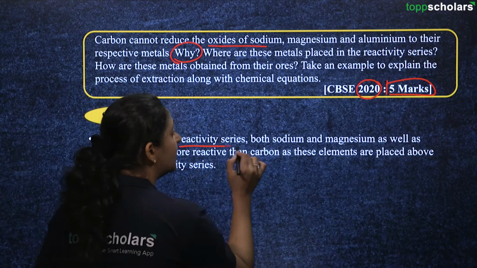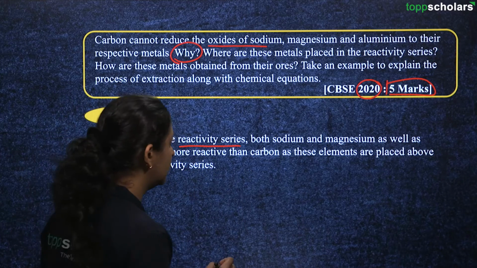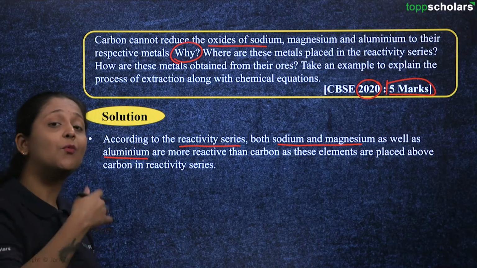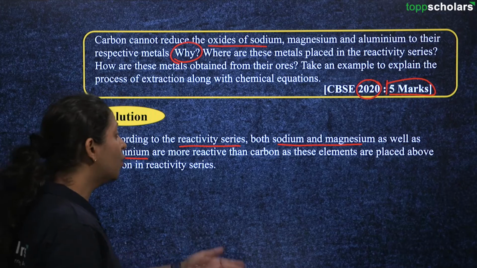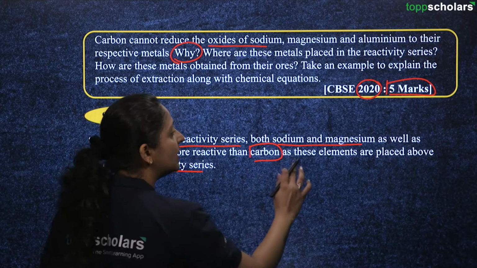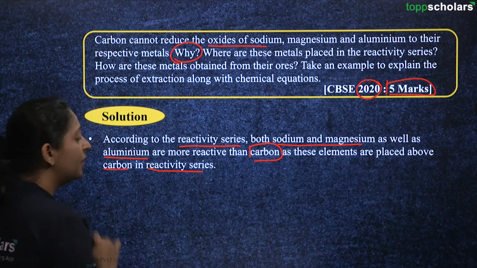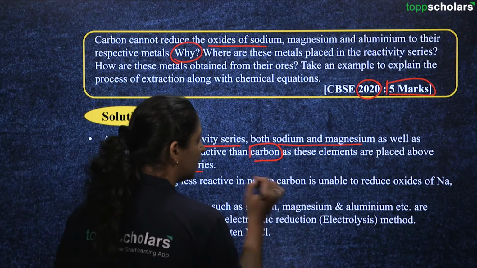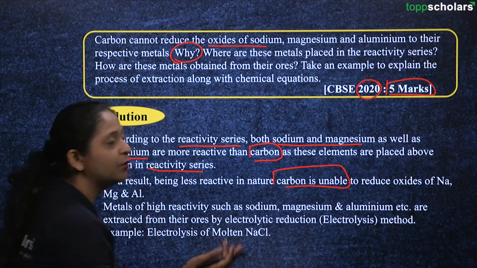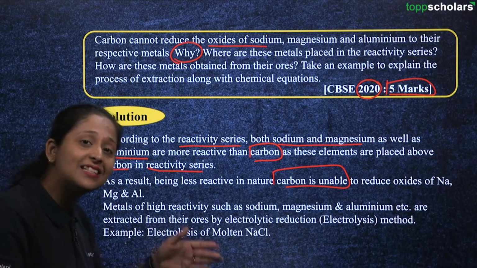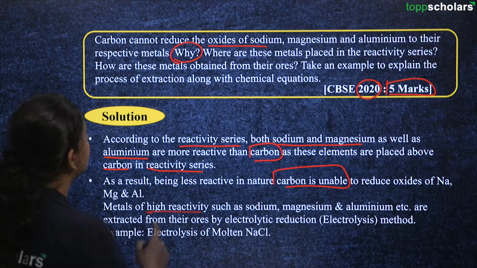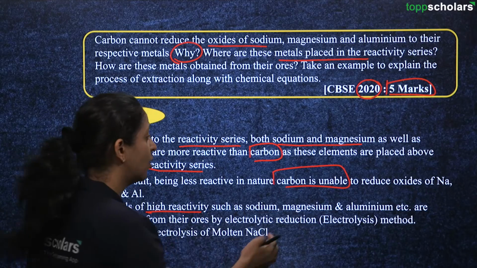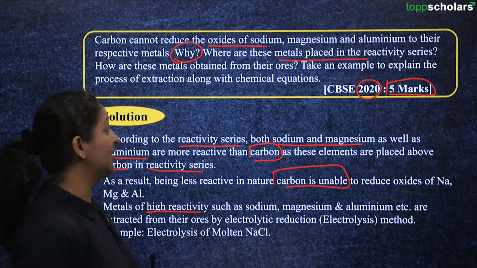According to the reactivity series, both sodium and magnesium as well as aluminum are more reactive. As they are more reactive than carbon, these elements are placed above carbon in the reactivity series. As a result, being less reactive in nature, carbon is unable to reduce their oxides because it itself is very less reactive. The second question is, where are these placed in the reactivity series? We just saw these are placed before the carbon element.